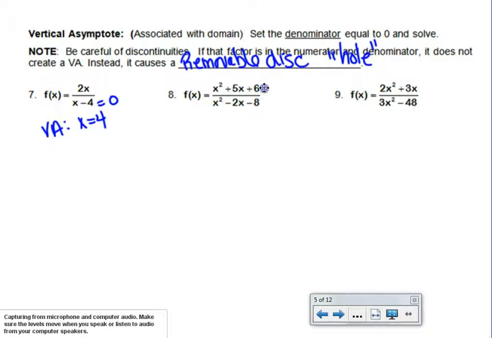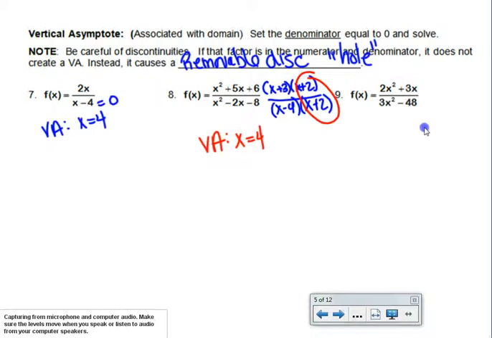And again, on number 8, even though I'm not really interested in the numerator, I do need to factor just to make sure there's not a removable discontinuity. So my denominator factors into x minus 4 times x plus 2. Now, good news that we did factor everything, because right here we have a removable discontinuity. This still would interrupt the domain, but it's not going to give me two vertical asymptotes like I originally thought I might have. I actually have a hole and one vertical asymptote. So the only vertical asymptote in this problem is at the equation of the line x equals 4.